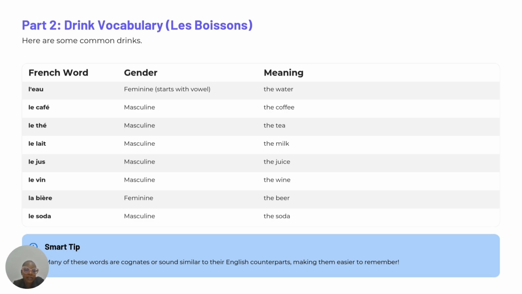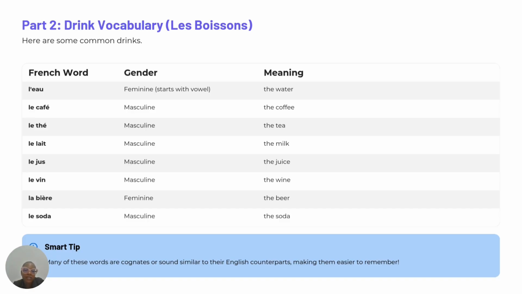Well, it's looking as if all drinks are masculine. Alright, so we have milk, which is le lait, le lait. Then we have juice, which is le jus. We have wine, which is le vin. So if you want to say red wine, it's le vin rouge. Then we have bière, which is la bière. Why is bière feminine? Well, I don't know. But we have soda, which is le soda.